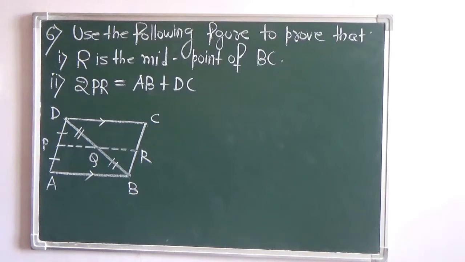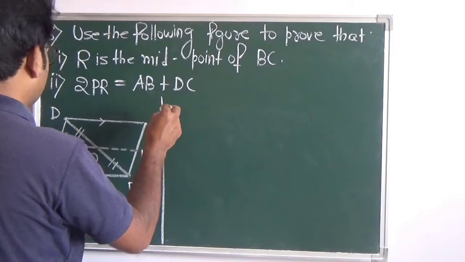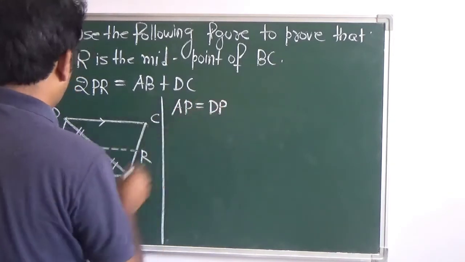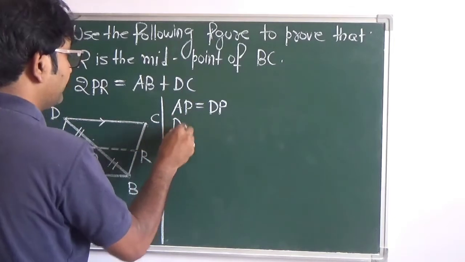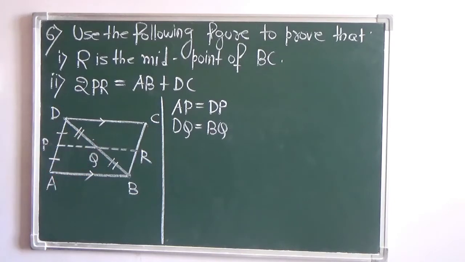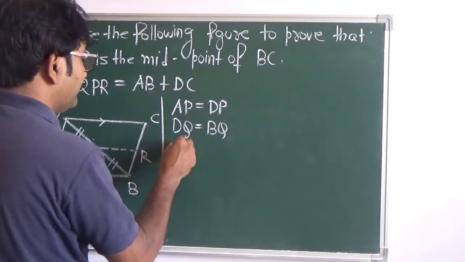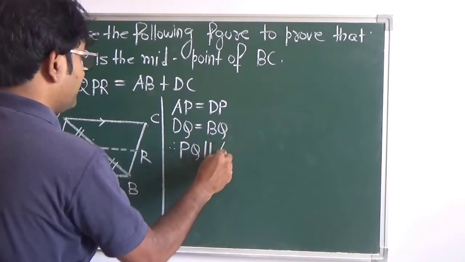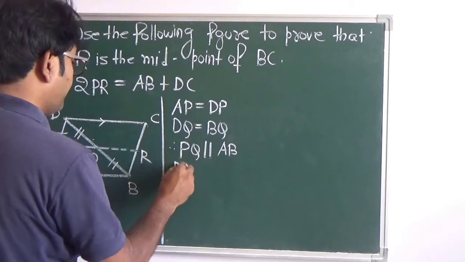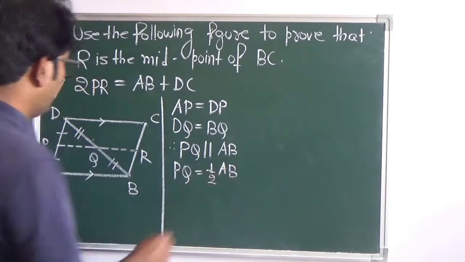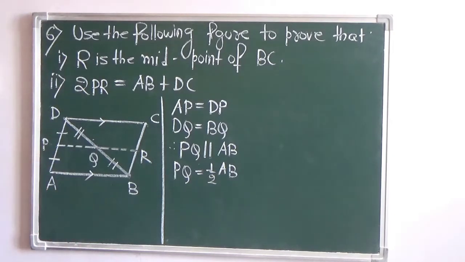So write down AP equals to DP, the information that is given. AP is equals to DP, DQ equals to BQ. So P is the midpoint and Q is the midpoint. So therefore PQ is parallel to AB and PQ is half of AB. Now from this we have PQ parallel to AB.